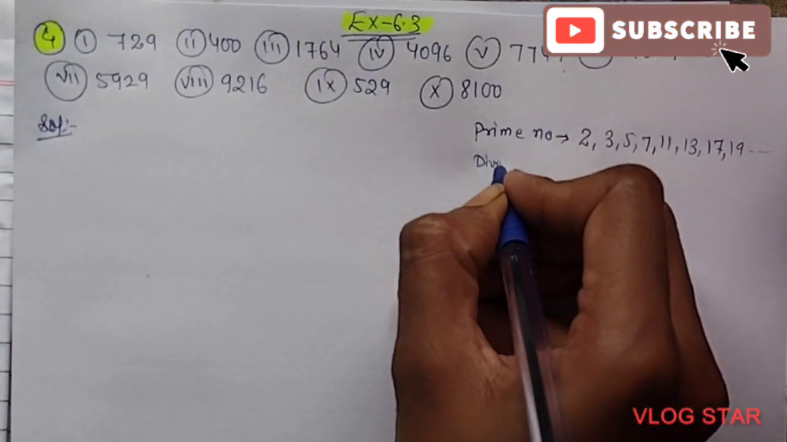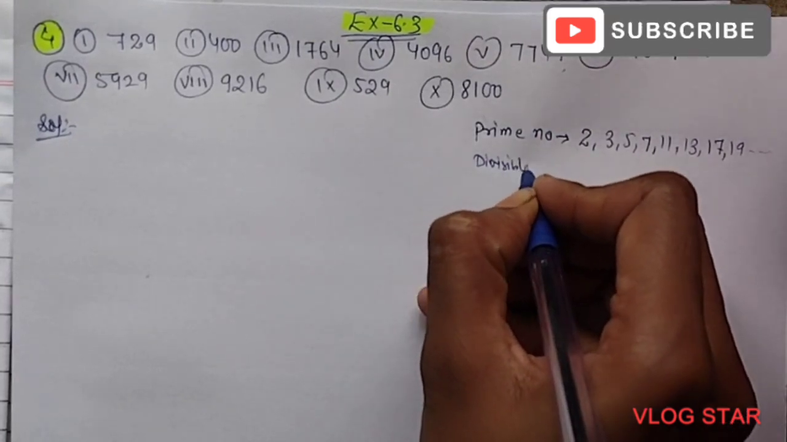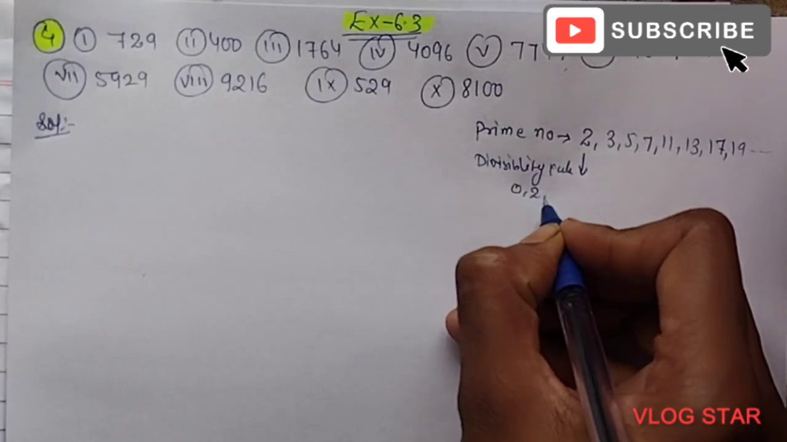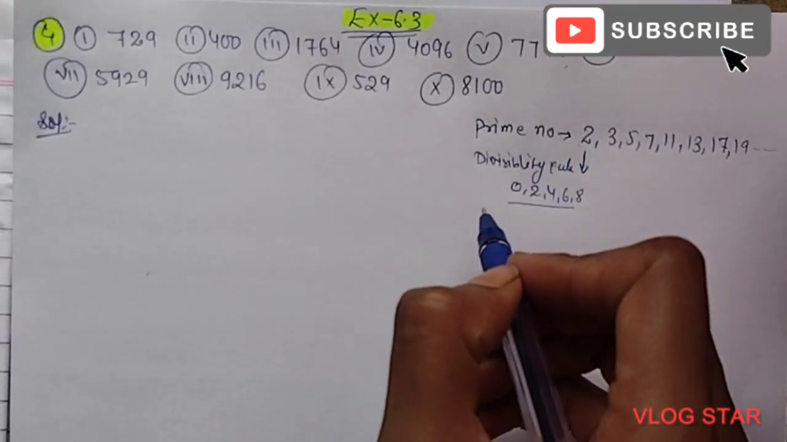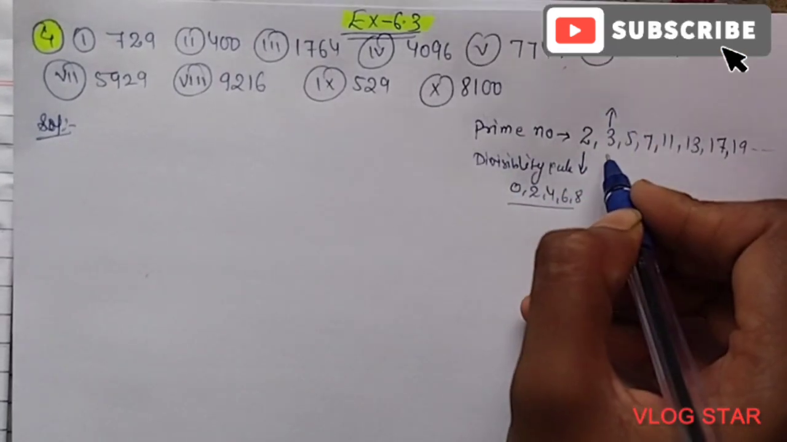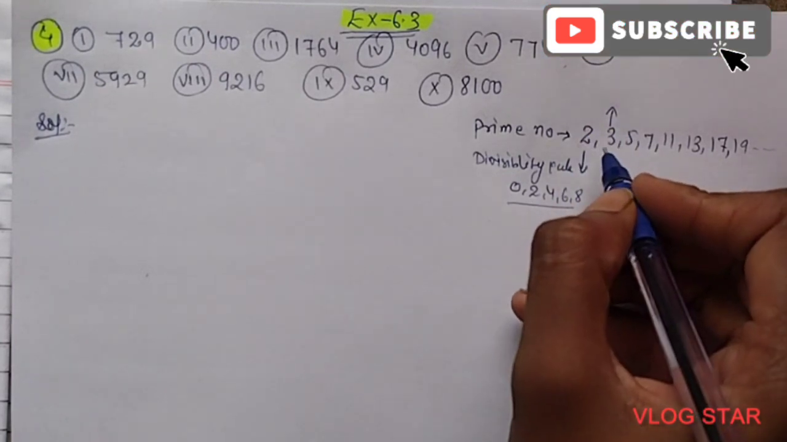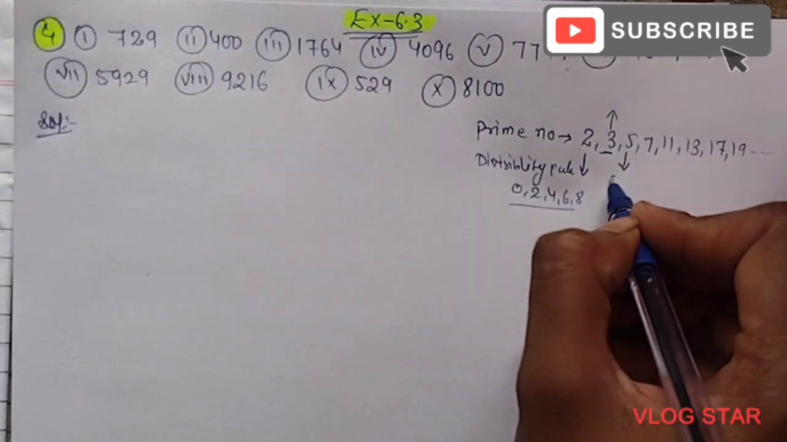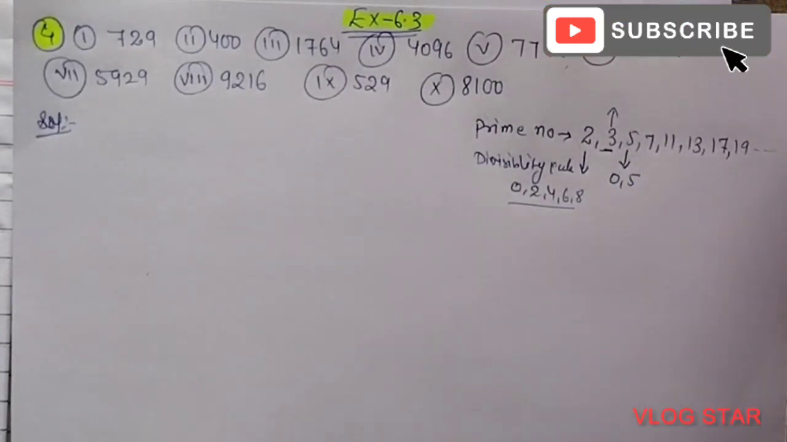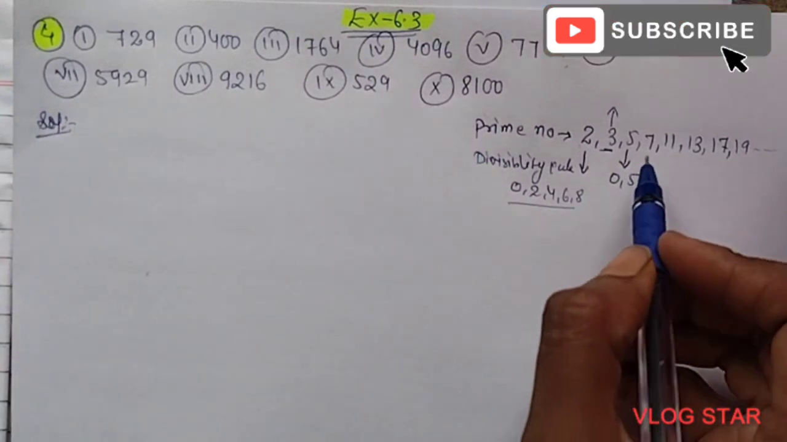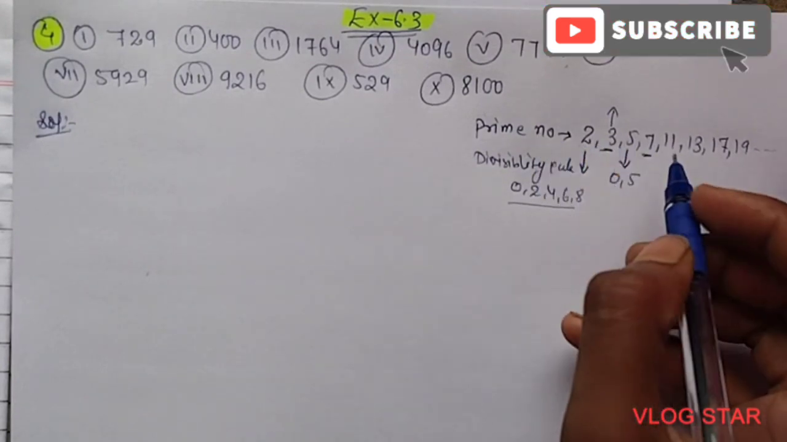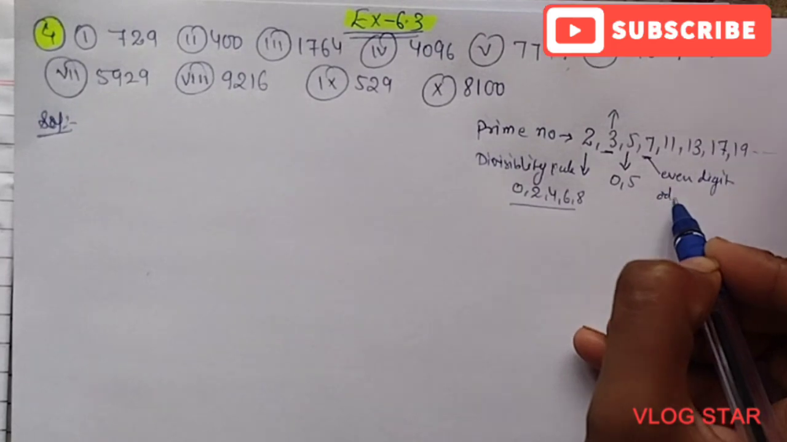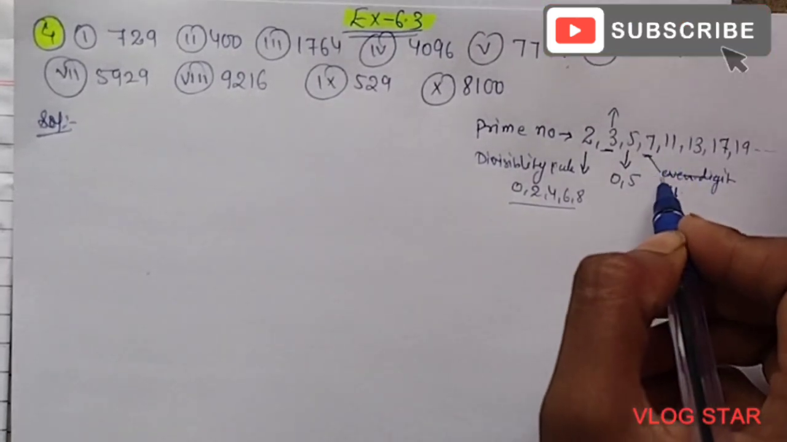First I will tell you the divisibility rules. For 2, if a number ends with 0, 2, 4, 6, 8, that number will be divisible by 2. If the sum of the digits of the given number is divisible by 3, then that number will be divisible by 3. If the number ends with 0 or 5, it will be divisible by 5. For 7, it is a difficult divisibility rule, where we take even digits and odd digits, so leave it because it is very complicated.